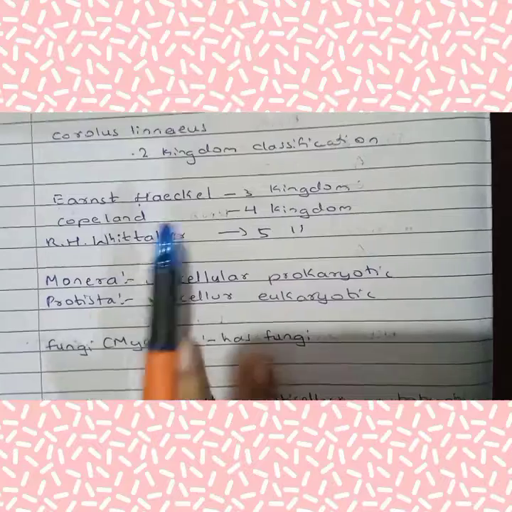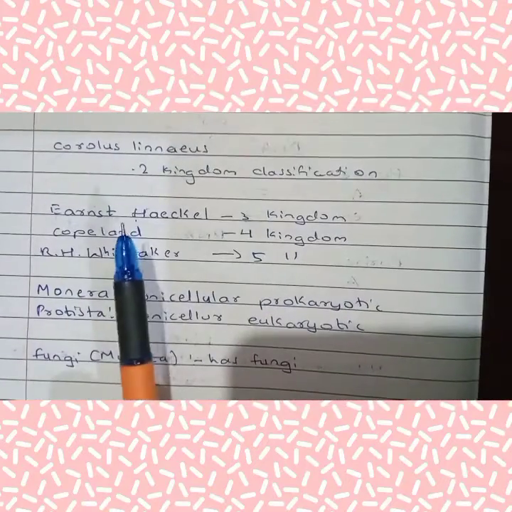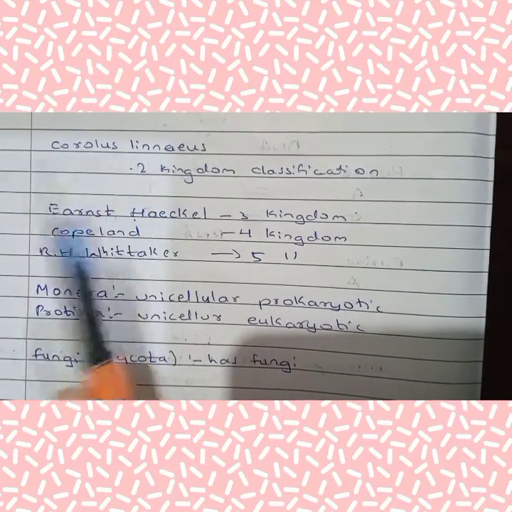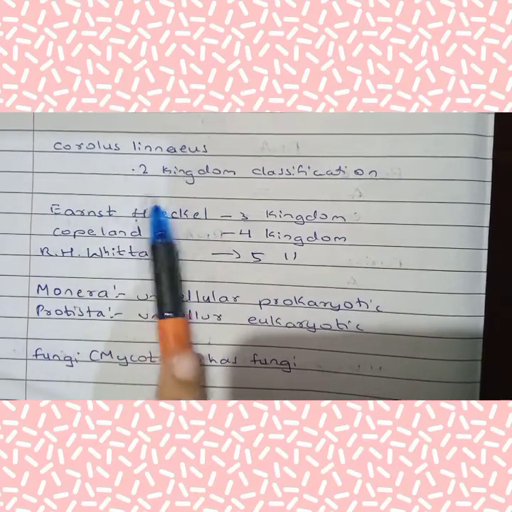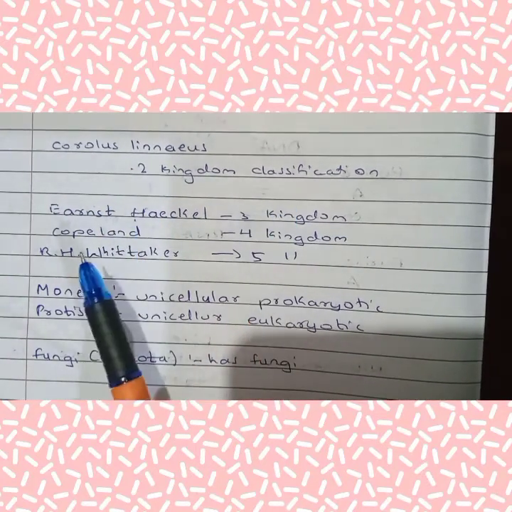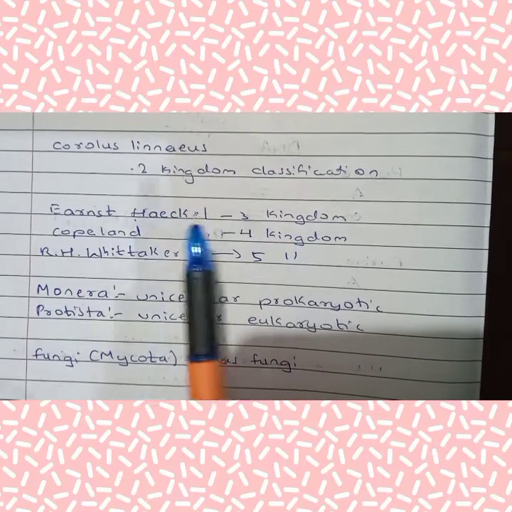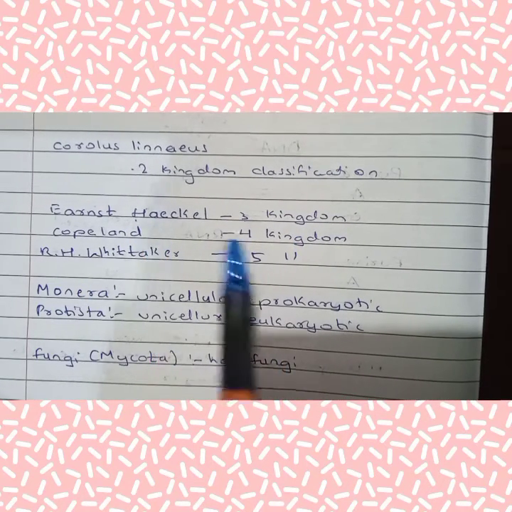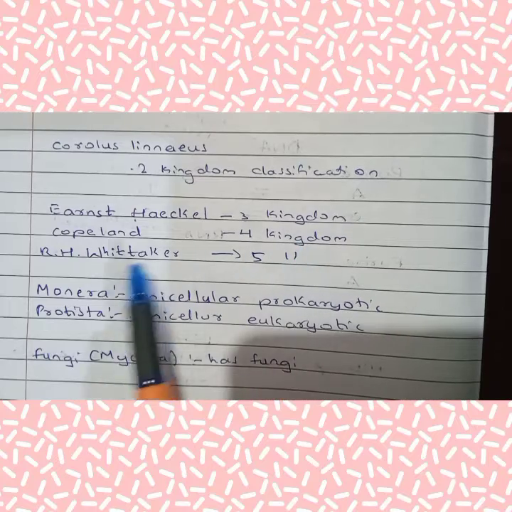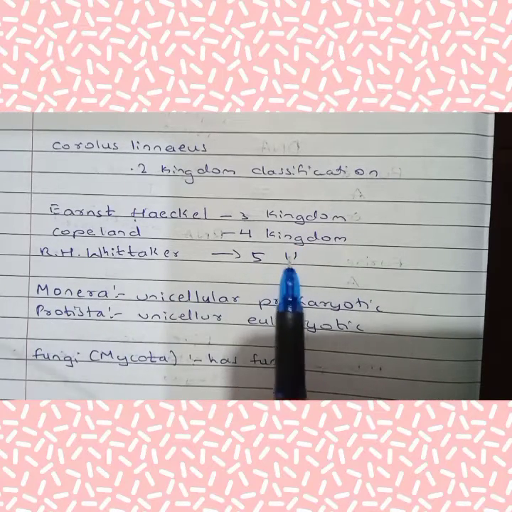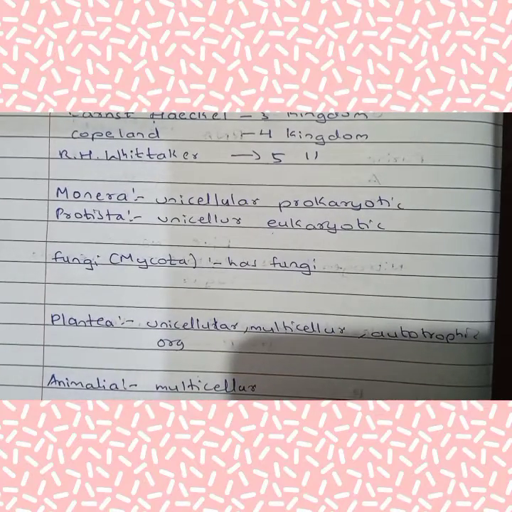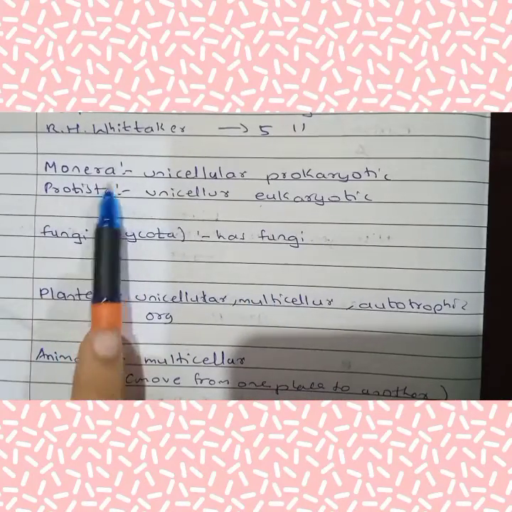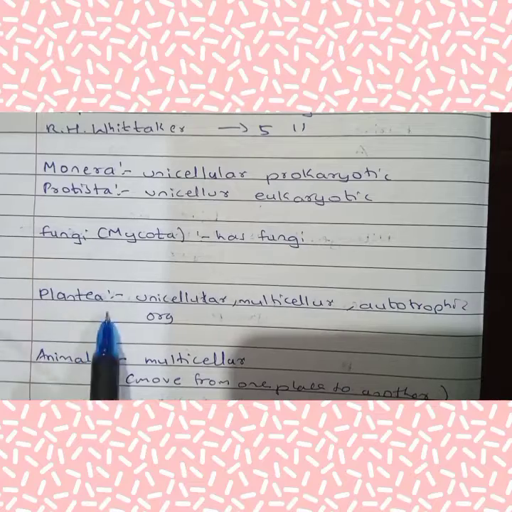You know that Aristotle gave two classifications, animals and plants, but he did not give a kingdom classification. Carolus Linnaeus did the two kingdom classification. Then came Ernst Haeckel. He did the three kingdom classification. Copeland came next. He did the four kingdom classification. Then R.H. Whittaker did the five kingdom classification, which we study nowadays. It is Monera, Protista, Fungi, Plantae, Animalia.